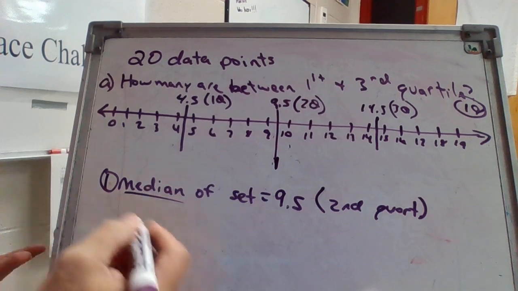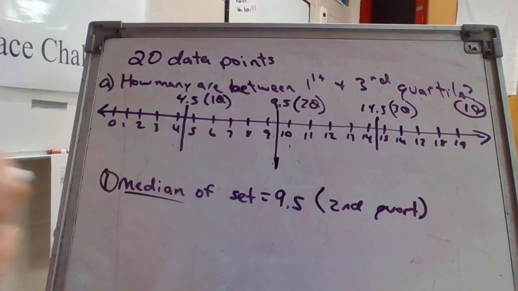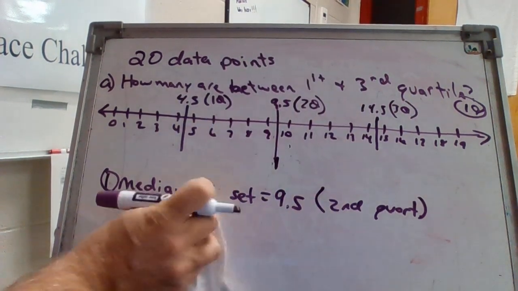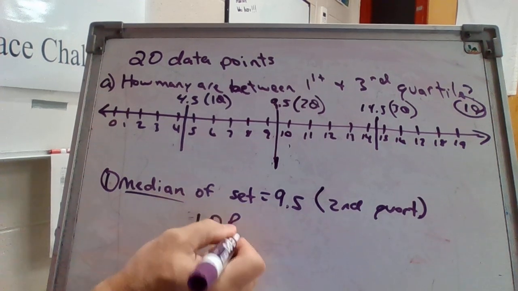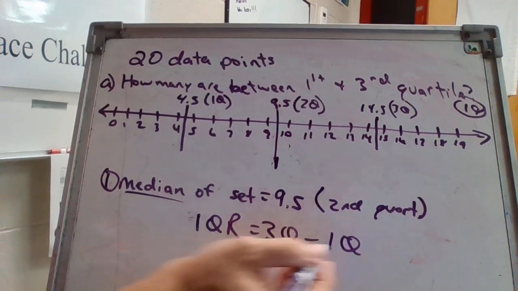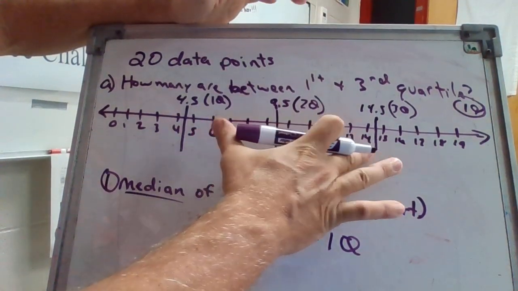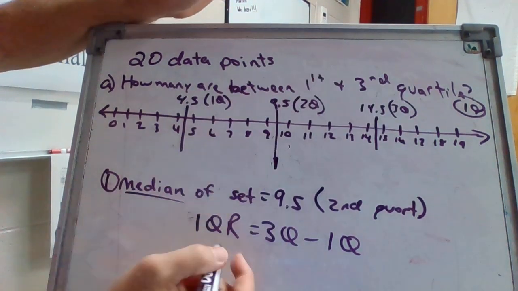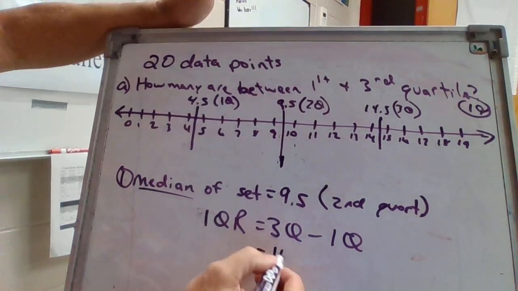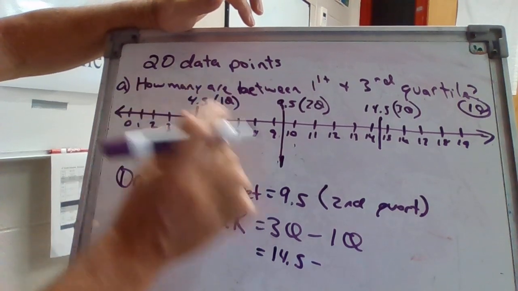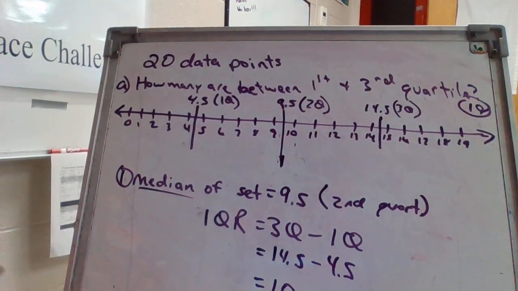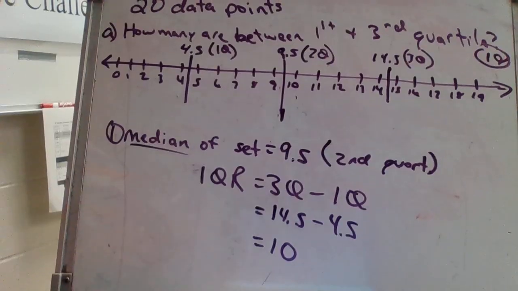So another way that they're going to expound on this is they said how many values are between the first and third quartile. There's a formula. It's called the interquartile range, which is third quartile minus first quartile. And that's what they're asking you. What is the numbers between the third and the first? Exactly right. So interquartile range is third quartile, which is 14.5, minus first quartile, which is 4.5. And again, we have 10, and boom, 10 is 10.